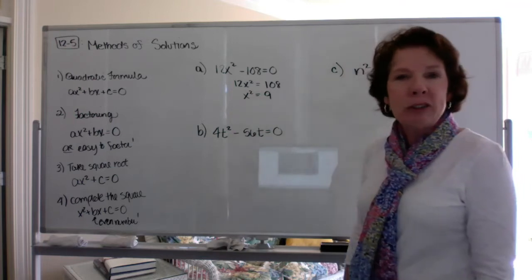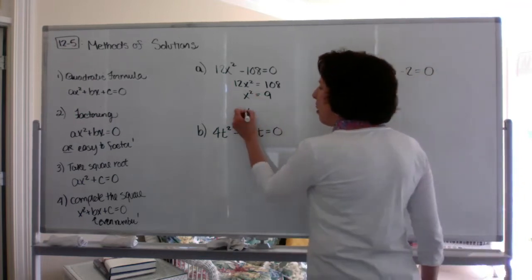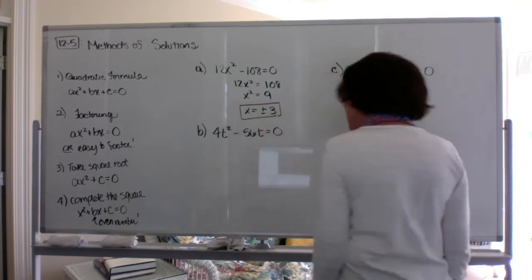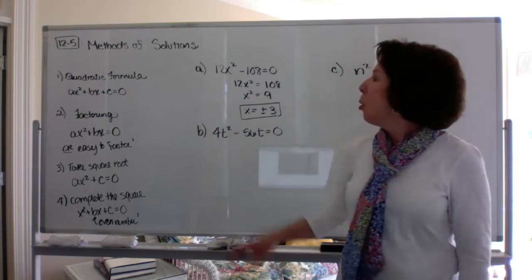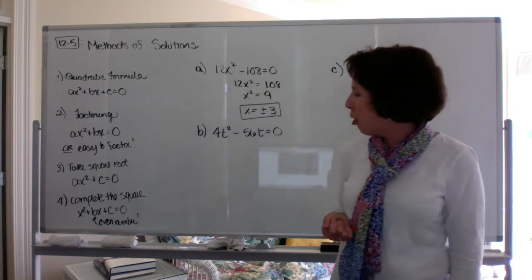Well, how many solutions am I going to have? 2 solutions. x can be both positive and negative 3. And look how easy that was. Okay, that is taking the square roots of both sides when I only have a squared term and a constant. So keep that in mind when you're doing the homework.